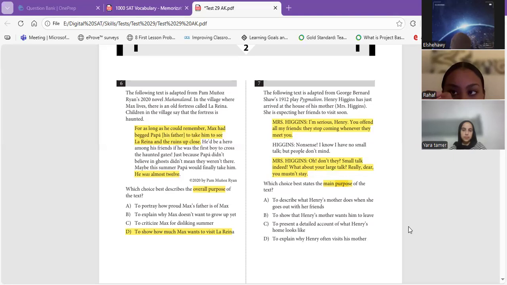Okay, so there is a problem between Mrs. Higgins and Henry, according to the answer. Let's find. To describe what Henry's mother does when she goes out with her friends? No, she's speaking with Henry. To show that Henry's mother wants him to leave, yes. She told him, you mustn't stay. Can be B. To present a detailed account of what Henry's home looks like? He doesn't describe the home. To explain why Henry often visits his mother? No. So now it's level 1, but I want to be sure.